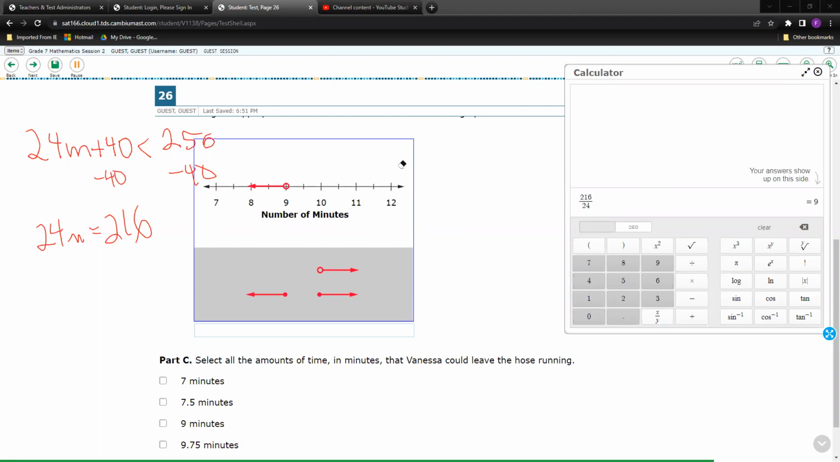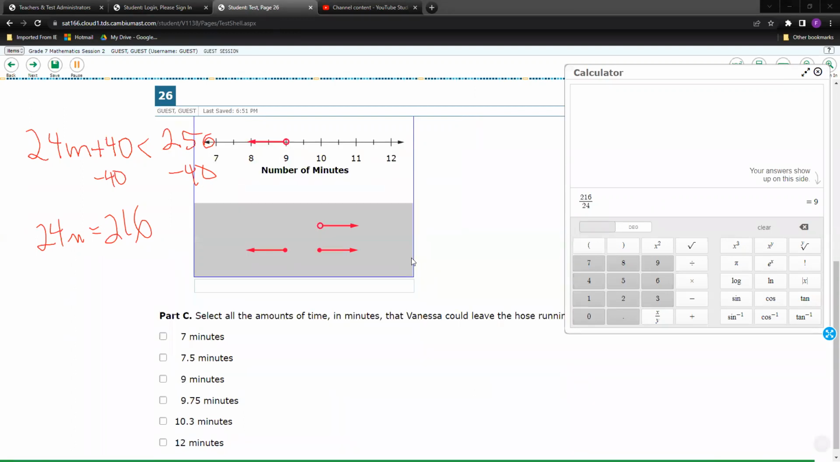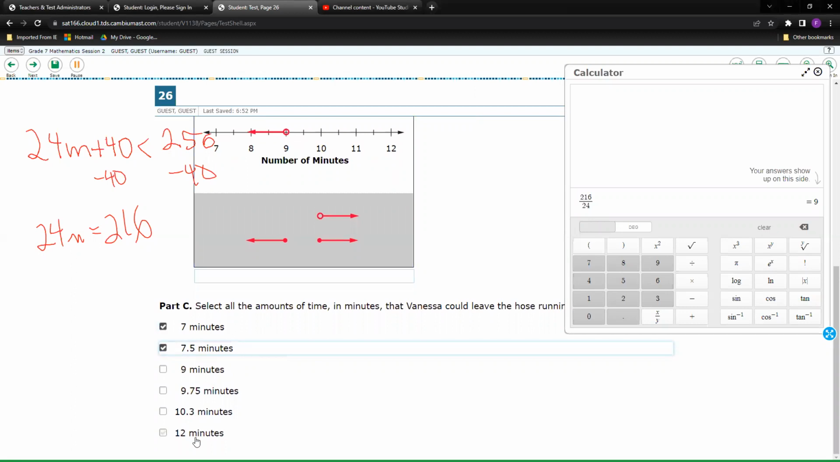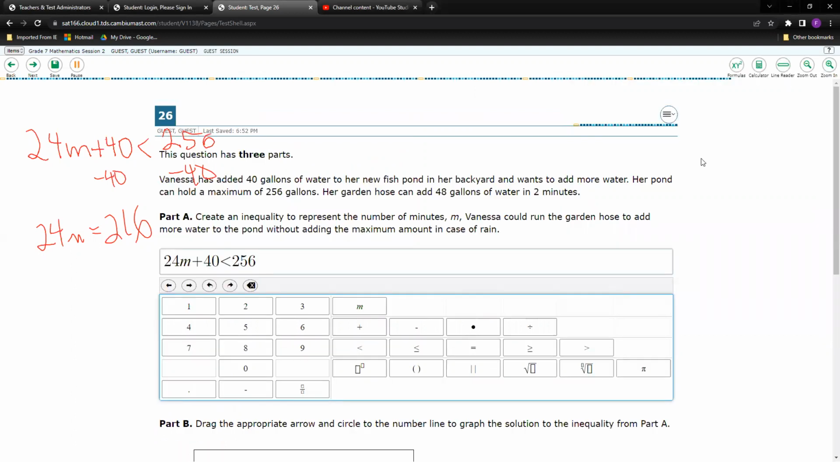So part C, the easiest part. Select the amounts of time that are less than 9. Okay, so I have 7 and 7.5 and nothing else. So that's it. We found all three big parts. We just nailed it.